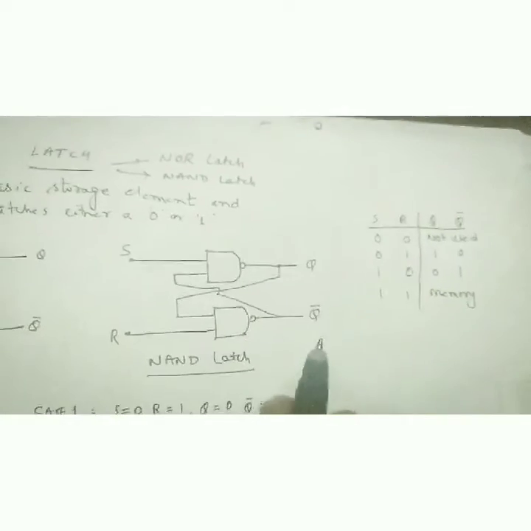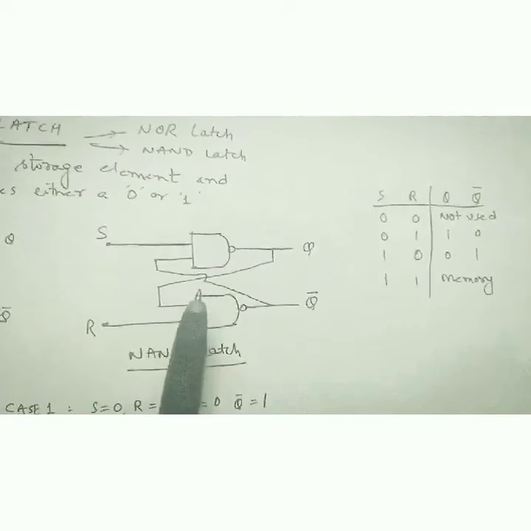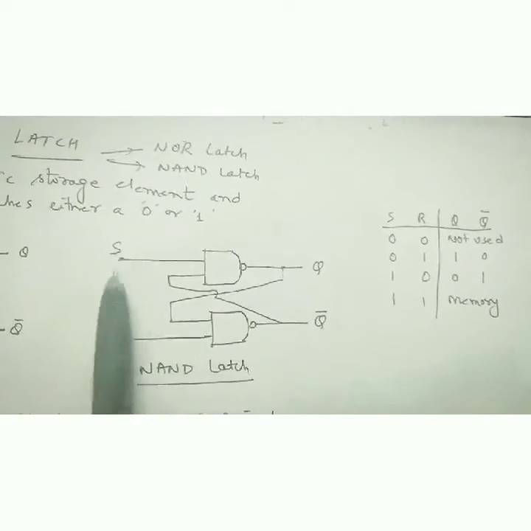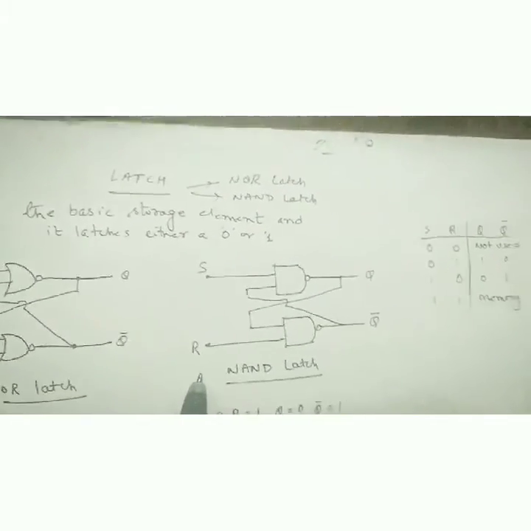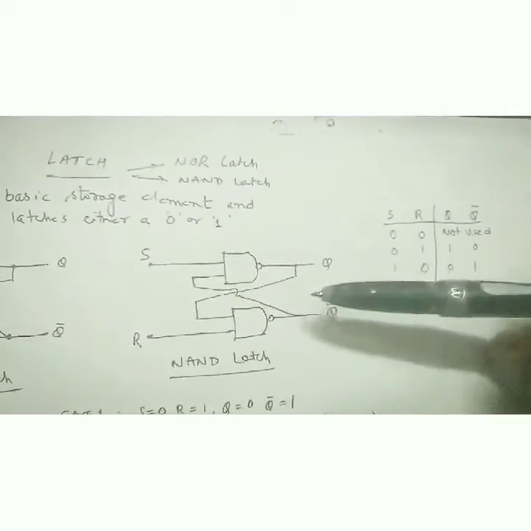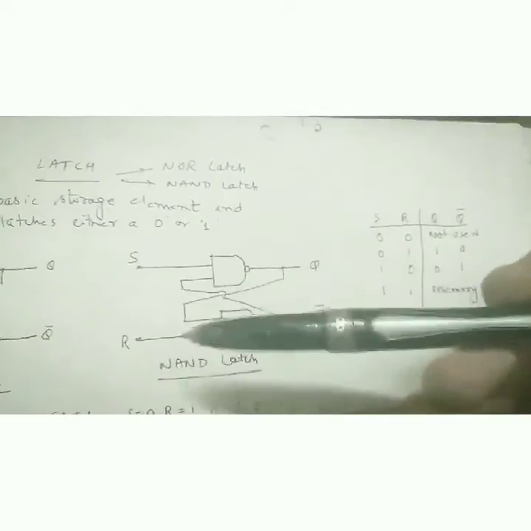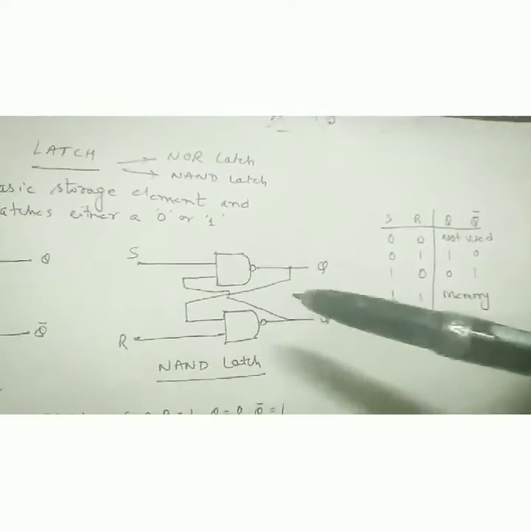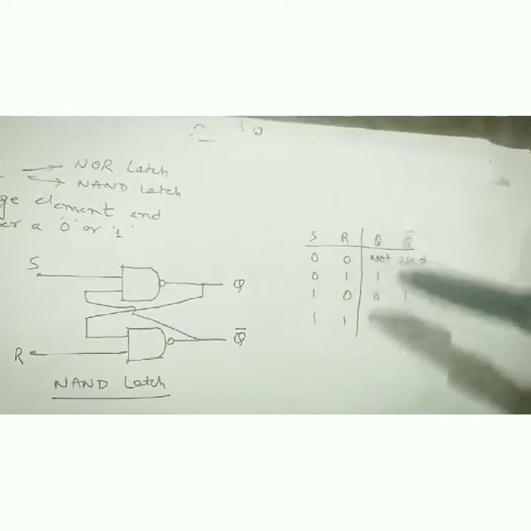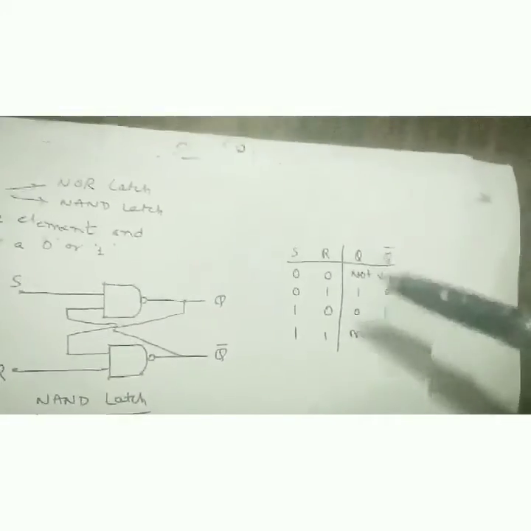Now we are not going to discuss the NAND latch in detail, as the overall working is the same as what we had discussed in the NOR latch. The only difference lies in the way the inputs are connected. As you can see, here we were having R and S, here we are having S and R, and the working takes place in the same manner which we had discussed in the NOR latch. But there is a change in the way the outputs are stored.